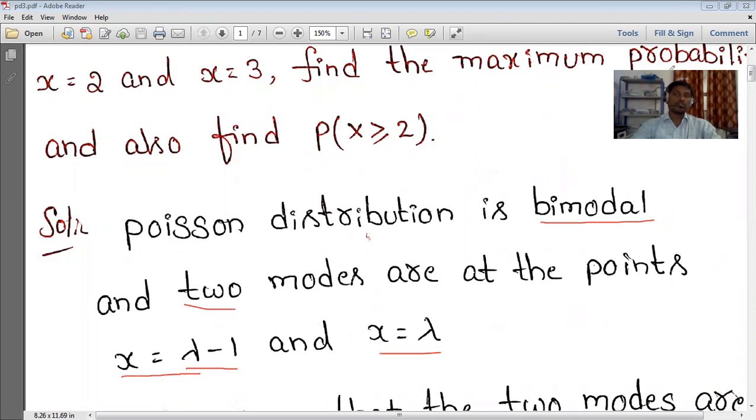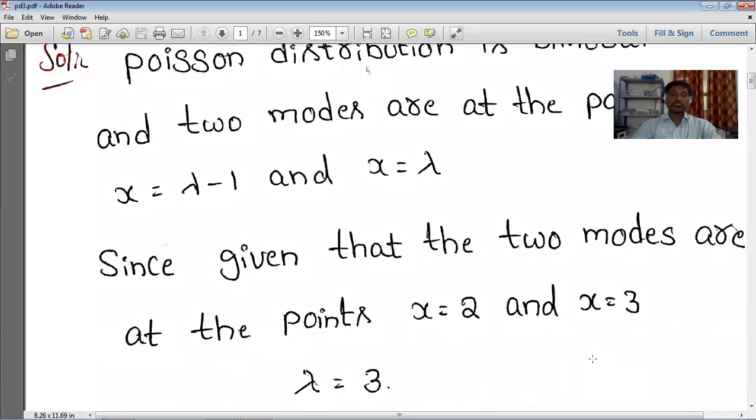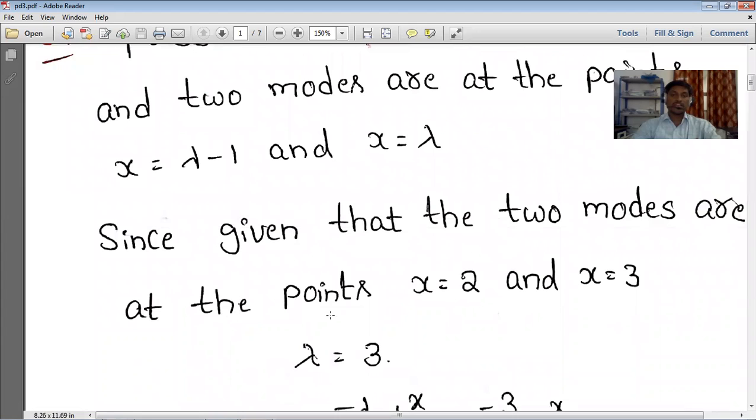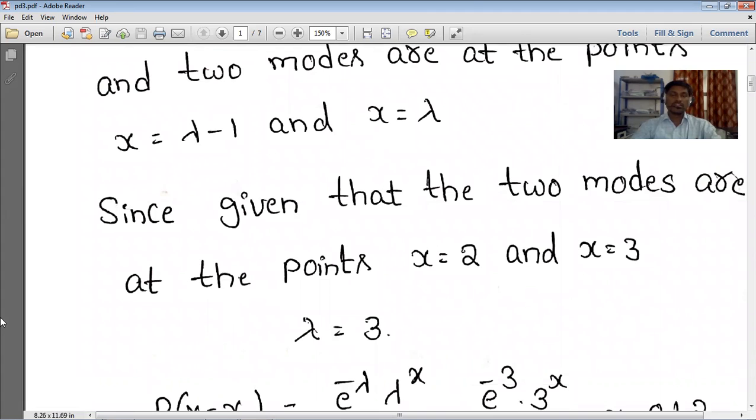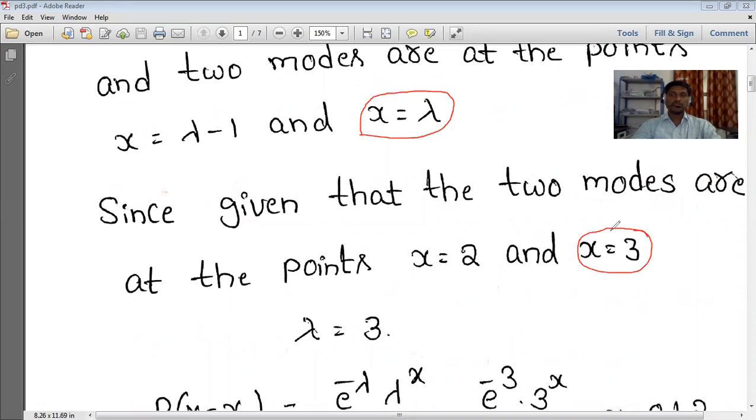So how to find the mode for a Poisson distribution? Next, we know that since the two modes are given at the points x is equal to 2 and x is equal to 3, therefore lambda is equal to 3. So how did we get that? Simply we can compare it with the above one. Here it is x is equal to lambda, and here x is equal to 3. If you compare these two, in place of lambda what we have here is 3. So lambda is equal to 3.